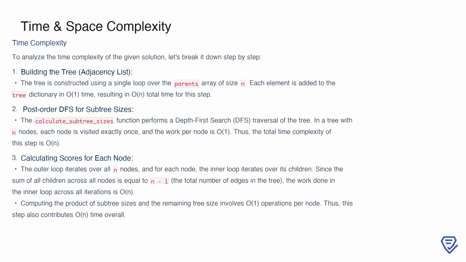Lastly, we calculate the score for each node. Here, we iterate over all n nodes, and for each node, we loop through its children. Across all nodes, the total number of children is n-1, which is the number of edges in the tree. So, the inner loop contributes O(n) in total, and since computing the product of subtree sizes and the remaining tree size takes constant time per node, the overall complexity for this step is also O(n).